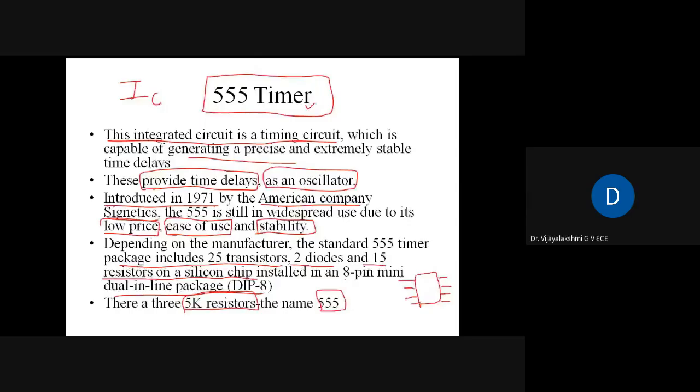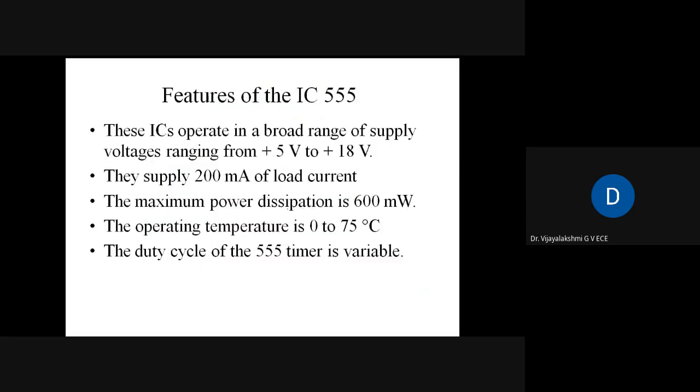There is nothing else. Okay. Because of these 5K resistors, it is just named as a 555 timer. Okay. Now, what are these features important? I have just listed here only some of the features.